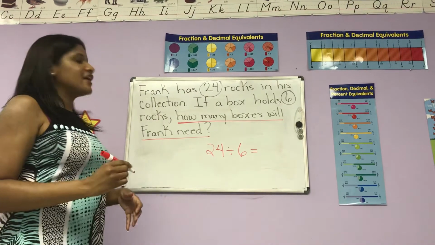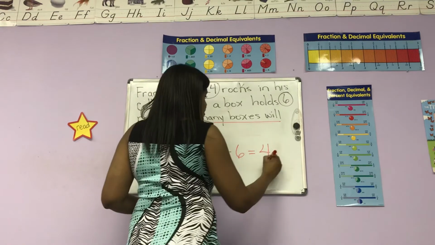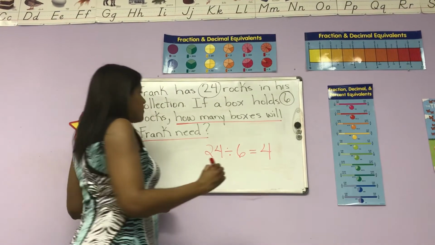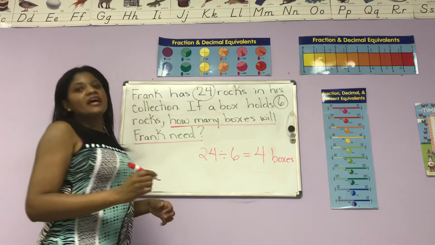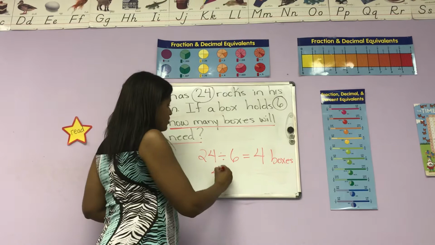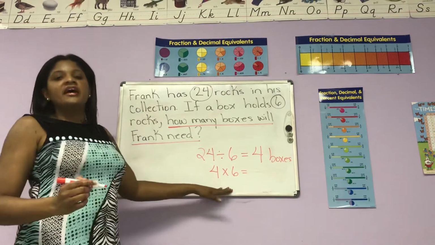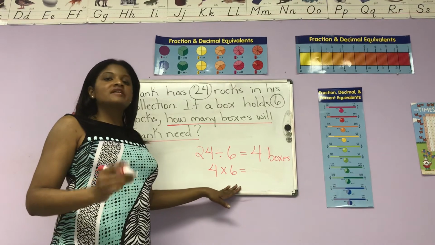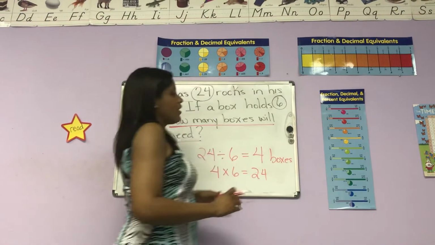So 24 divided by 6 is 4. Frank will need 4 boxes if he wants to have enough space for all of his rocks. We can check our answer by using the multiplication fact. If he has 4 boxes and each box holds 6 rocks, that means he has enough space for 24 rocks.